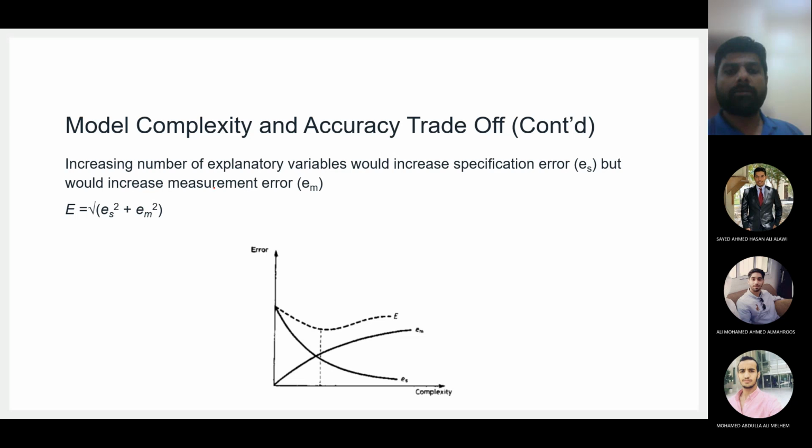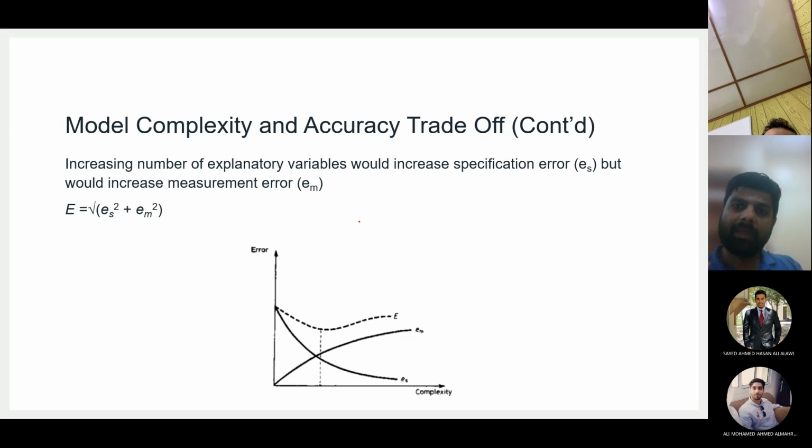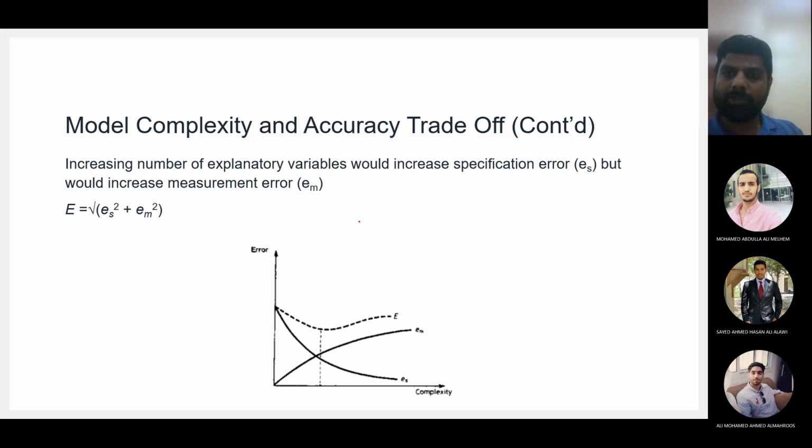Okay. Now, if you increase the number of variables in the equation, then each variable has some error, or each variable will introduce some error in the model. So when you increase the number of explanatory variables, it increases the complexity because now you have more variables in the equation. So the equation will be longer. To say simply, when you have more variables, the equation will be longer.